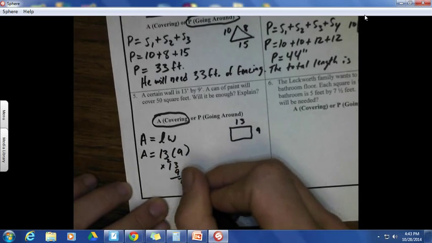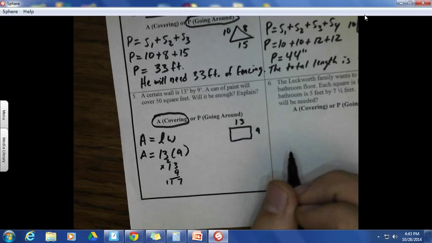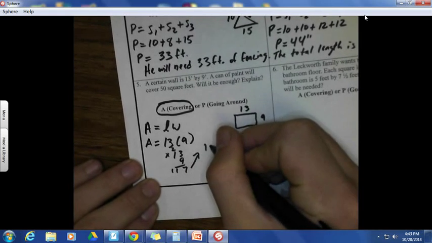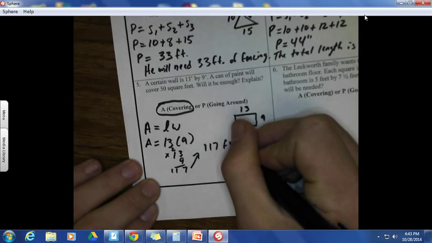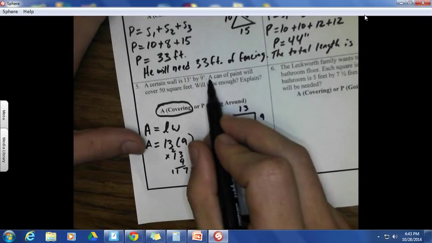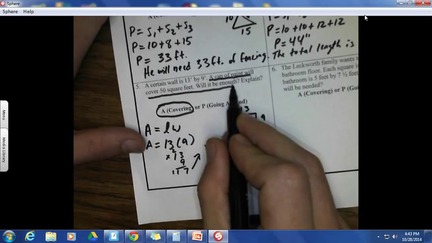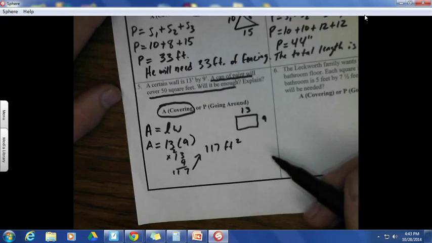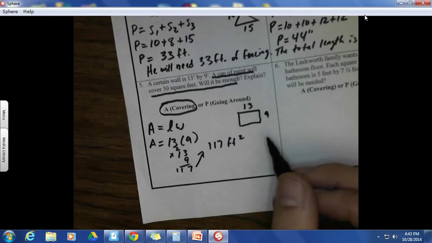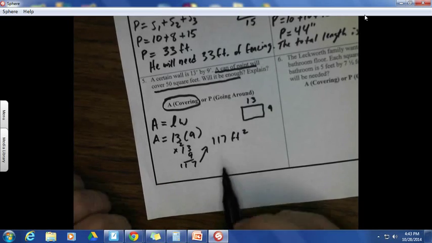3 times 9 is 27. 9 times 1 is 9, plus 2 is 11. So, there's our answer. We have 117 square feet. Okay, that's the size of our wall. So the question asks, a can of paint will cover 50 square feet. Will it be enough? No, it will not be enough. Our wall is 117 square feet, so one can of paint will not be enough, because that only covers 50 square feet, and our wall is bigger than that.